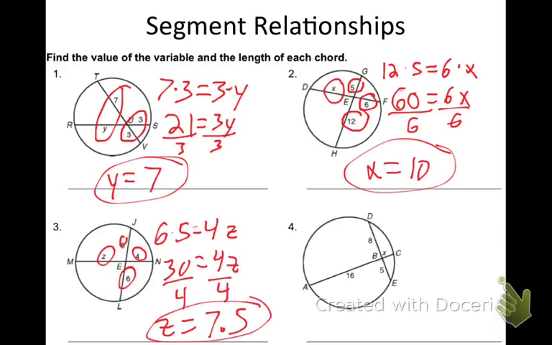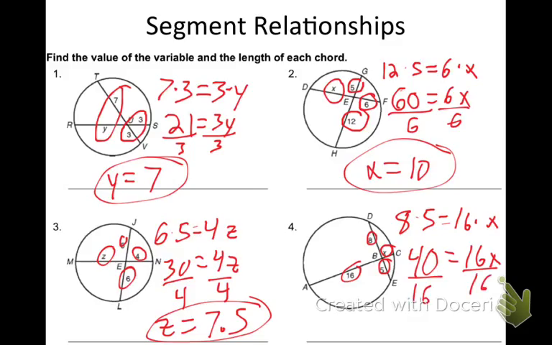And the last one, number 4. How would you set up number 4? Jack, what are you saying? What's 8 times 5, Keegan? 16x. Divide both sides by 16. And I end up with x equals what, Drew? No. 2.5. Nice job.